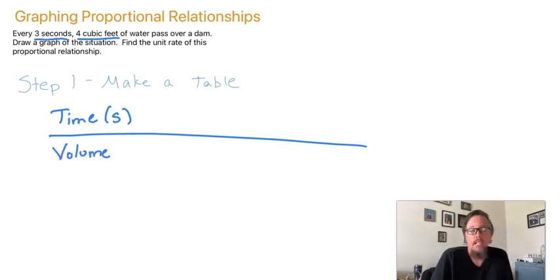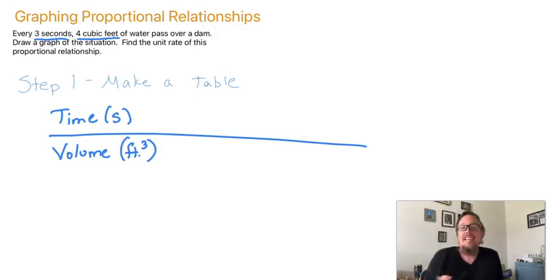The way you write cubic feet as a unit is you write feet with a little 3. That doesn't mean the numbers we put here are going to be raised to the third power. That's not what that cube means. It's just cubic feet as a unit, so we're not going to change the numbers in any way. That's just how we write the unit. Okay, so let's go ahead and fill in the table.